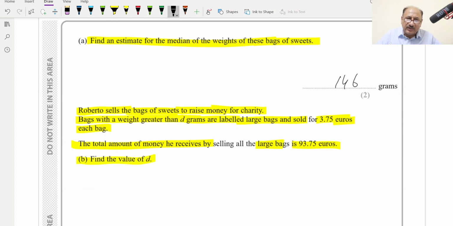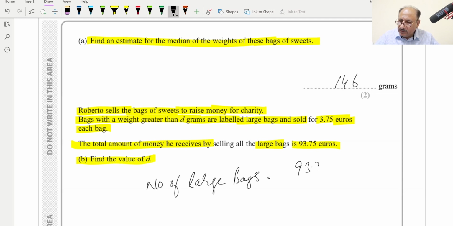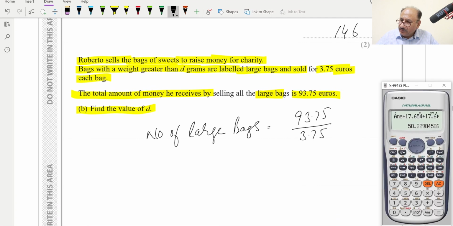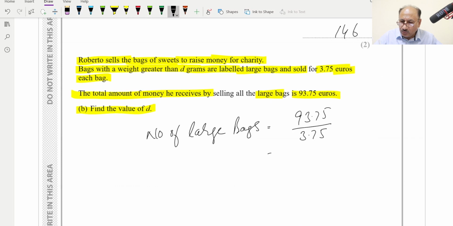First of all, we will calculate how many bags were sold. So the number of large bags we can calculate. This will be 93.75 divided by the unit price, which is 3.75, and this is equal to 25. So 25 were the large bags.